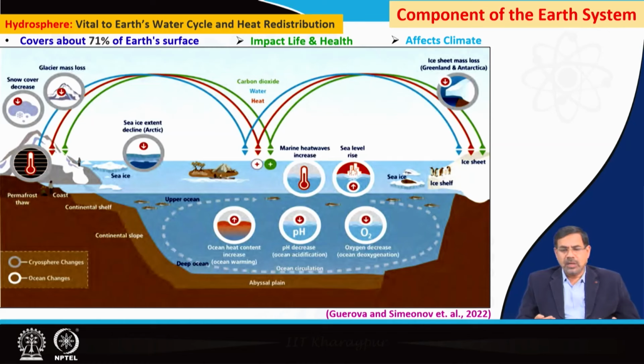Okay, so the marine heat waves are increasing, the sea level is rising as a byproduct of global warming, and the sea ice is melting. All of these we relate to the impact of climate. So all this we put under the hydrosphere, how they are being affected, or how they play a role which regulates the climate and climate change.